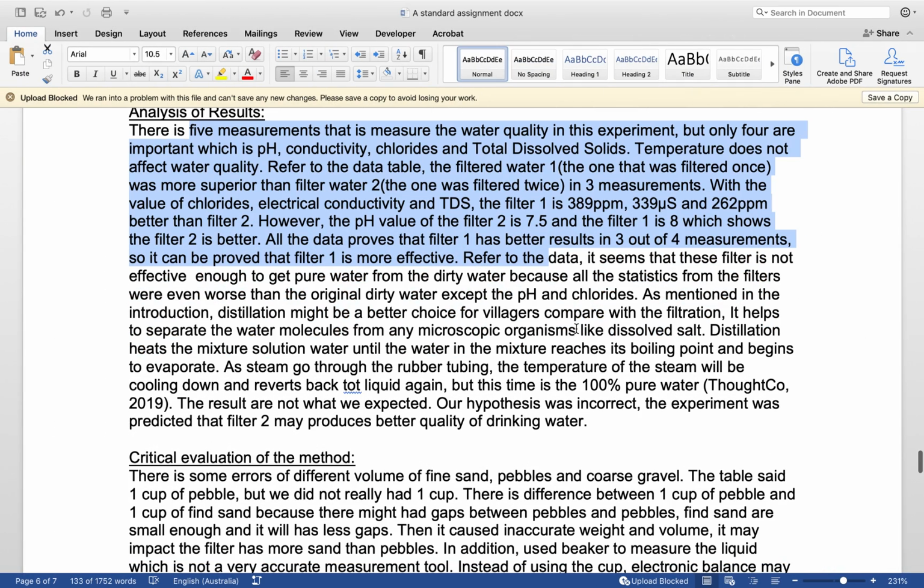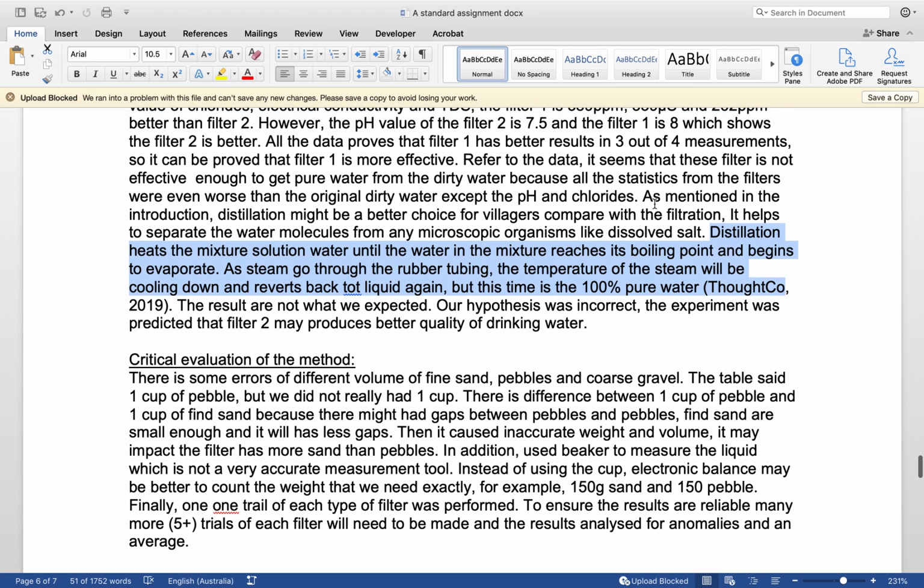Let's have a look at point 2. I like this statement here. Our hypothesis was incorrect. The experiment predicted that filter 2 produces better quality drinking water. They've also used information from the introduction. I expect that you would have in-text references here. They've actually said that filtration didn't work. None of the filters produce clean drinking water. And that distillation is a suggestion, that perhaps distillation would improve the water quality, making it 100% pure water.